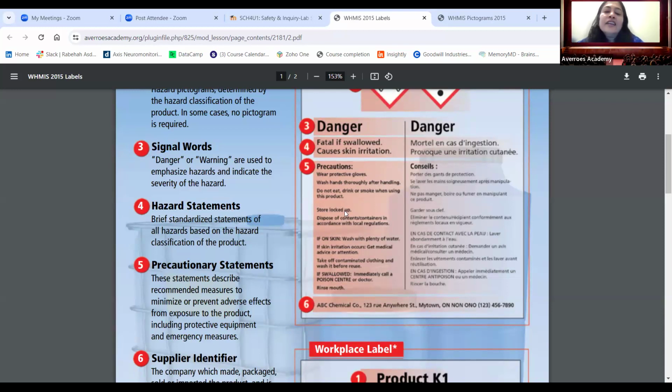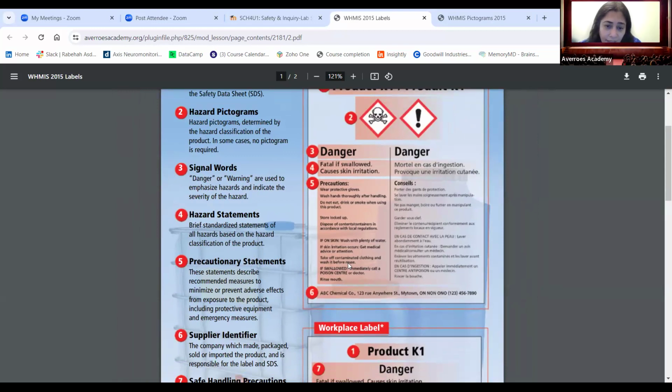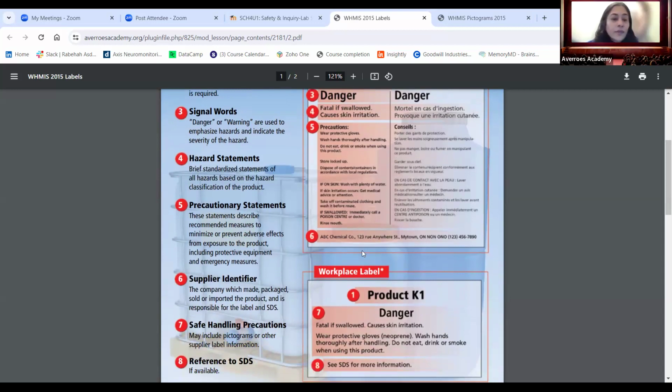Smoking definitely not anywhere. So we have store, how to keep it, how to store it, which is to lock it up. And then how to dispose of its contents in accordance with local regulations. And then it also tells you a precautionary statement such as if on skin, wash with plenty of water, okay? If skin irritation occurs, get medical advice or attention. And then you have take off contaminated clothing and wash before reuse. And we have precautionary statements like if swallowed, immediately call poison center or doctor and rinse your mouth. If it gets in the eye, you have to immediately rinse your eyes, okay?